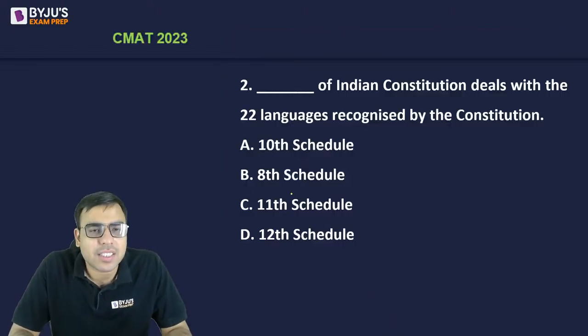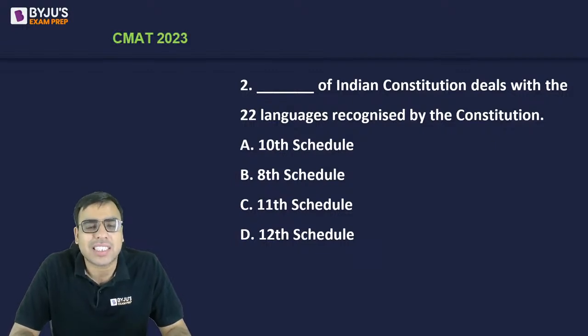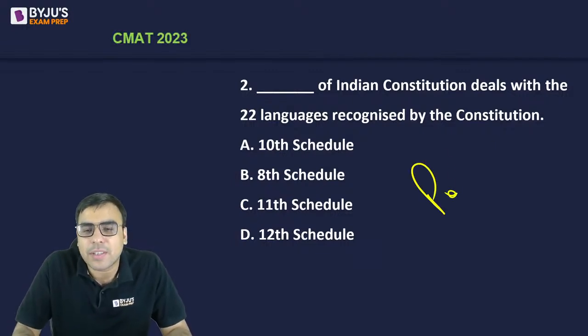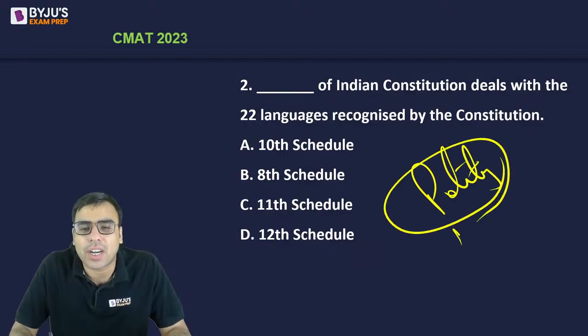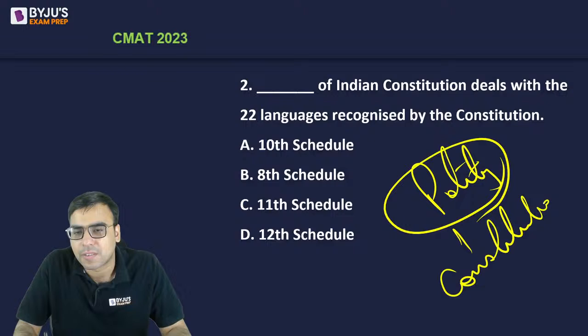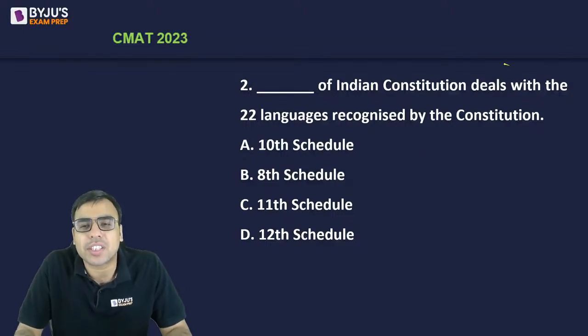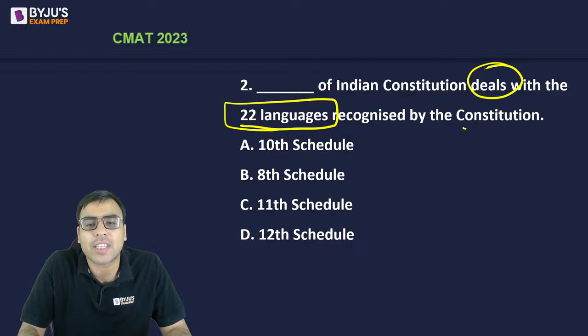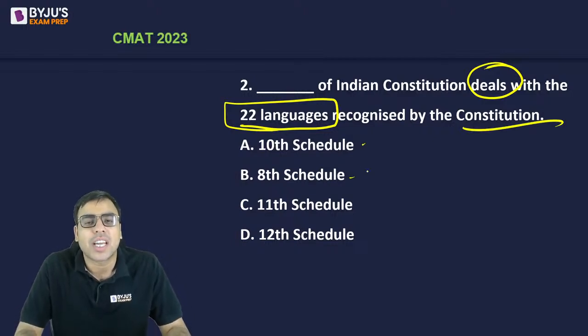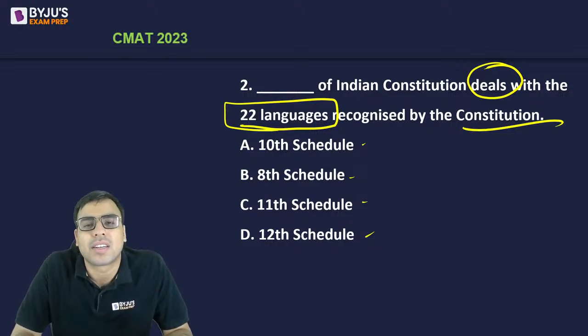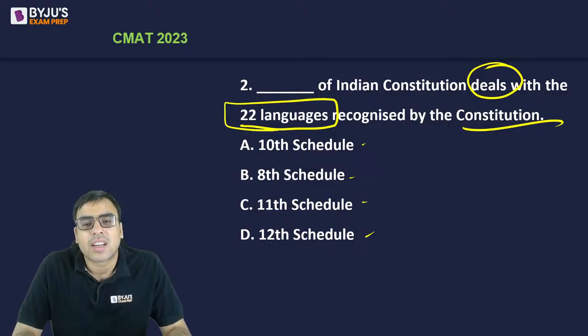The next is another question which was asked in CMAT last year, associated with polity. Yes, they ask questions from polity, or you can say the constitution. The question says: dash of the Indian Constitution deals with the 22 languages recognized by the Constitution. Your options are 10th schedule, 8th schedule, 11th schedule, 12th schedule. In which of the following schedules are 22 languages mentioned?